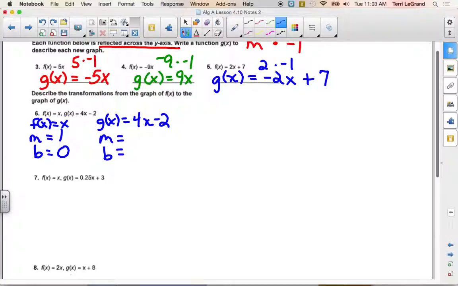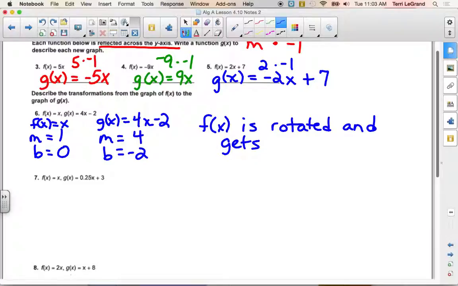What's the slope of our other function, the transformed one? 4, and its y-intercept is? -2. Okay. Anybody want to offer up what they think is a transformation that occurred, Trey? It rotated. How do we know it rotated? The slope changed. Okay, so it rotated because it went from 1 to 4. So if it rotated, so let's start describing. f(x) is rotated and gets what? Steeper.